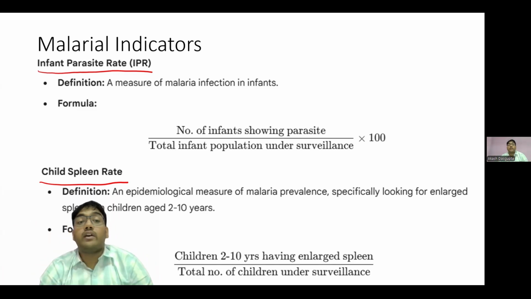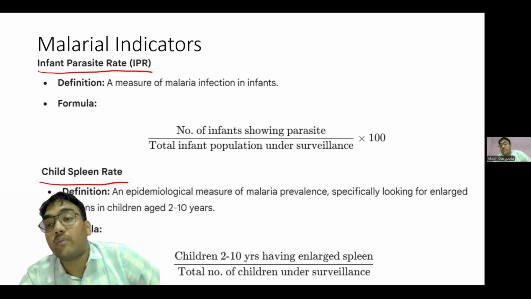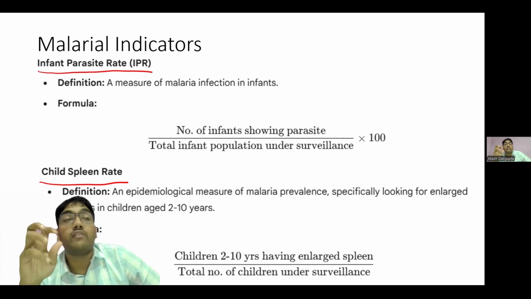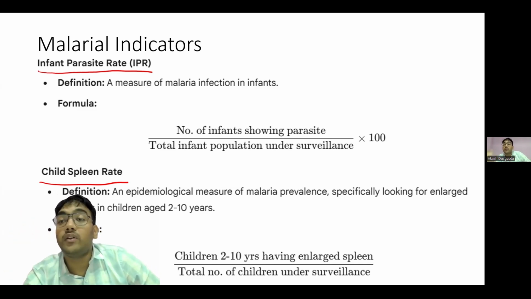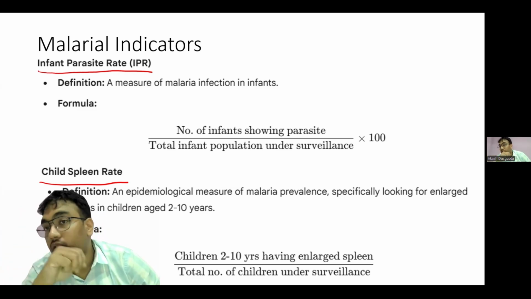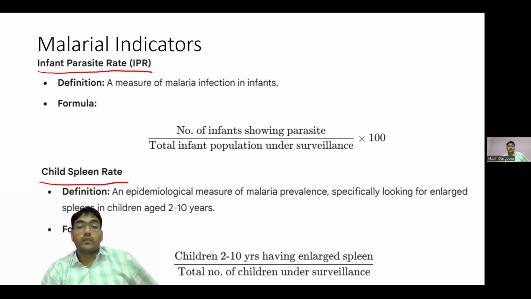Okay, so infant parasite rate and child spleen rate are both indicators that become vital to countries when they are trying to establish that they're moving on from elimination to eradication. In order to establish that whatever new cases we are getting, we are not getting them in children and in infants. So probably those new cases are as a result of relapse and recrudescence and not due to indigenous transmission. Okay.